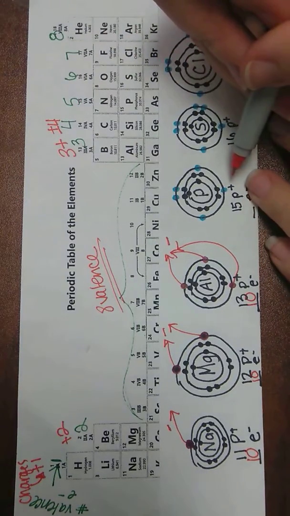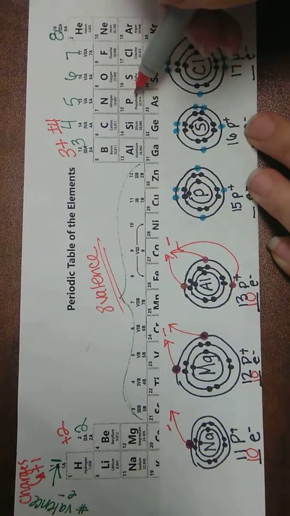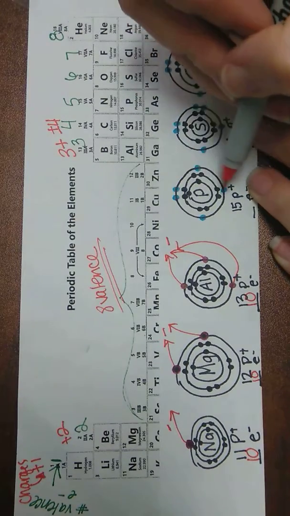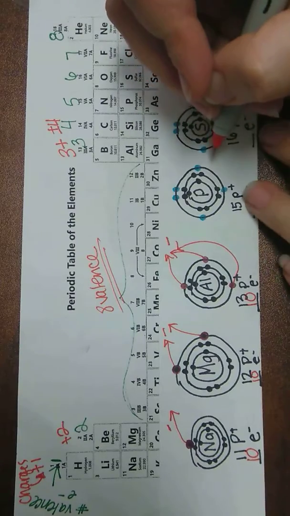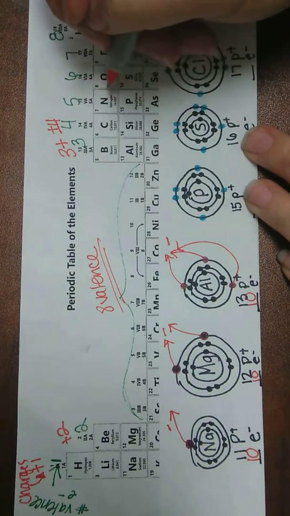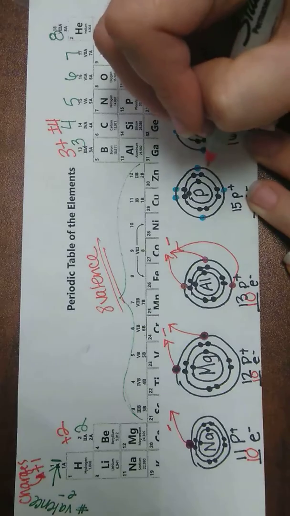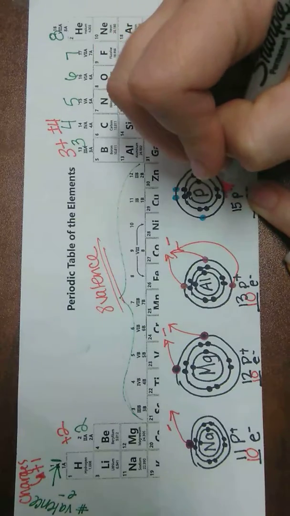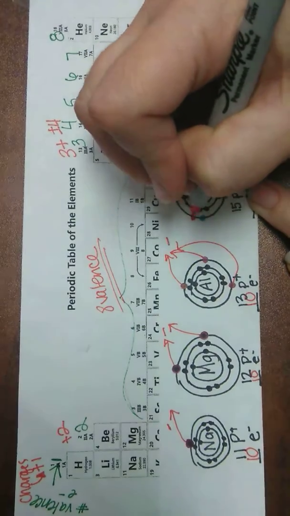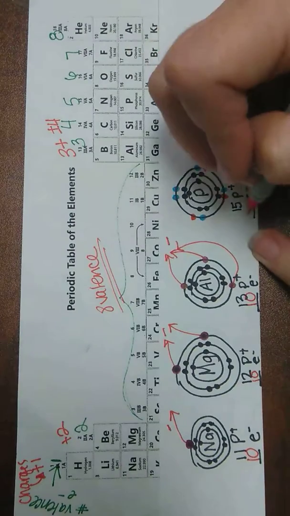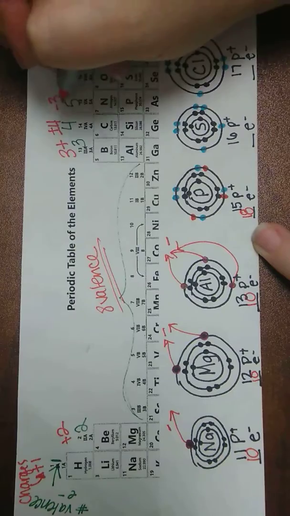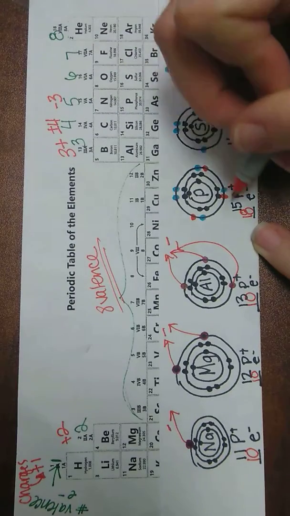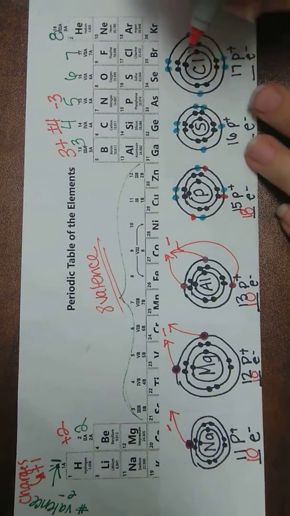In group 5, like phosphorus, it has 5 valence. It's going to be easier for this element to steal 3 from someone else. So it's going to steal 1, 2, and 3 during a chemical reaction. So it's going to have 18 electrons, or a negative 3 charge, because it has 3 more negatives.